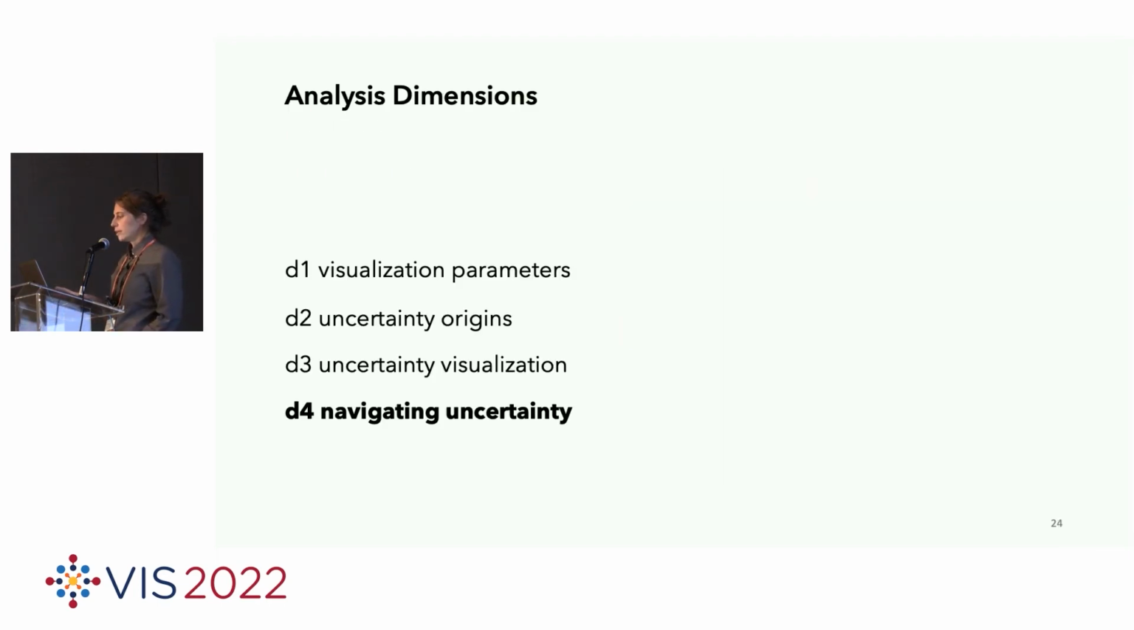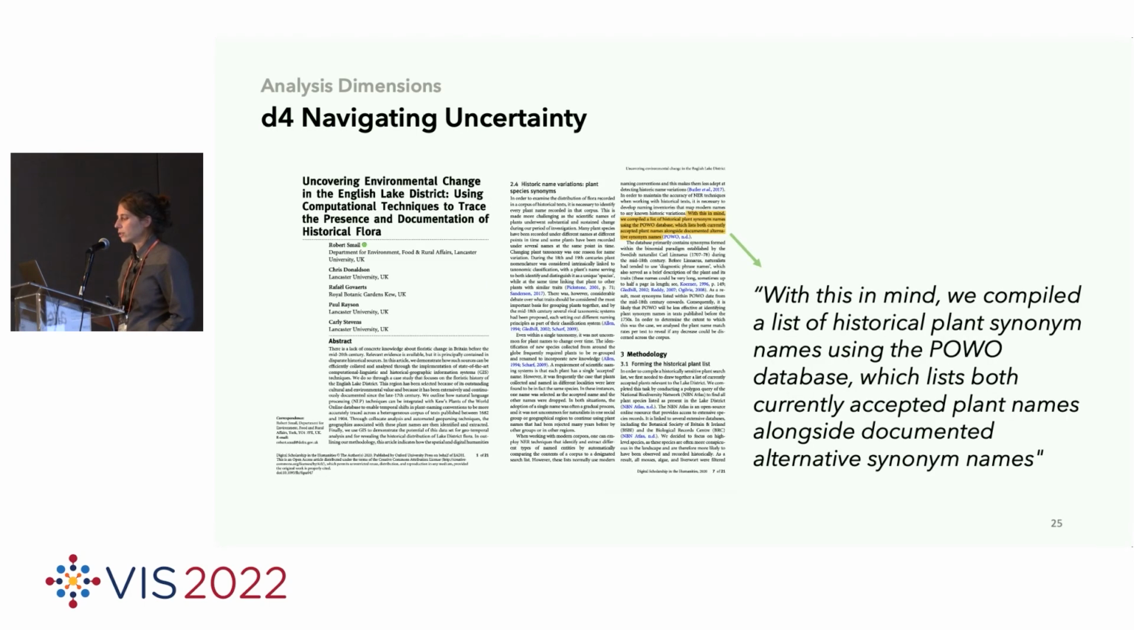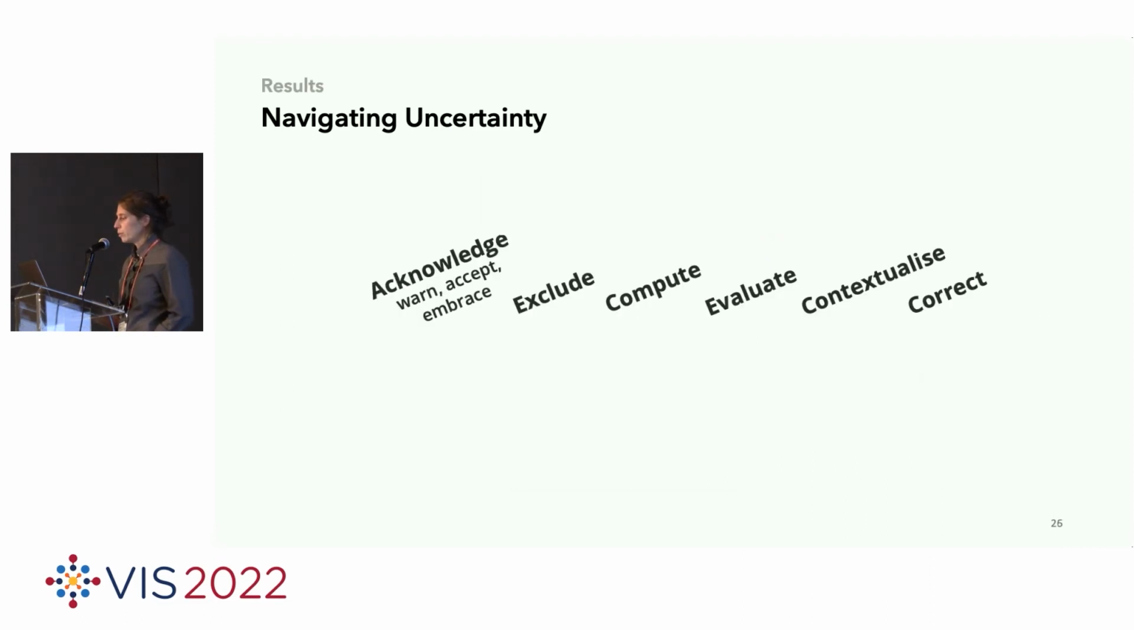Finally, we looked at what other ways besides visualization humanists mentioned in their articles for navigating uncertainty. And we did this with a similar methodology as we did with the origins of uncertainty. So we went through the papers and analyzed them in this way. In the paper, we talk about a taxonomy of methods that they used, of how they navigated, but I will only be mentioning 2 interesting points for the purpose of this talk.